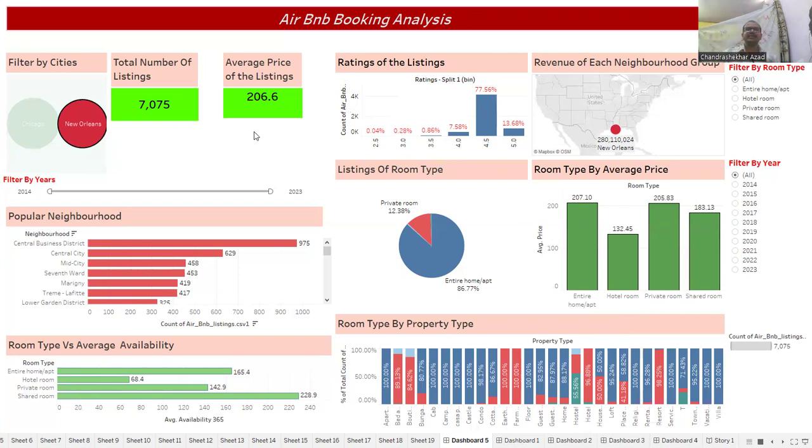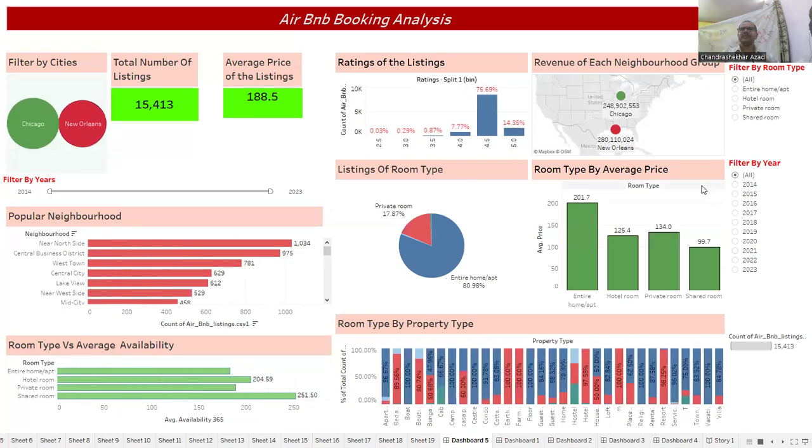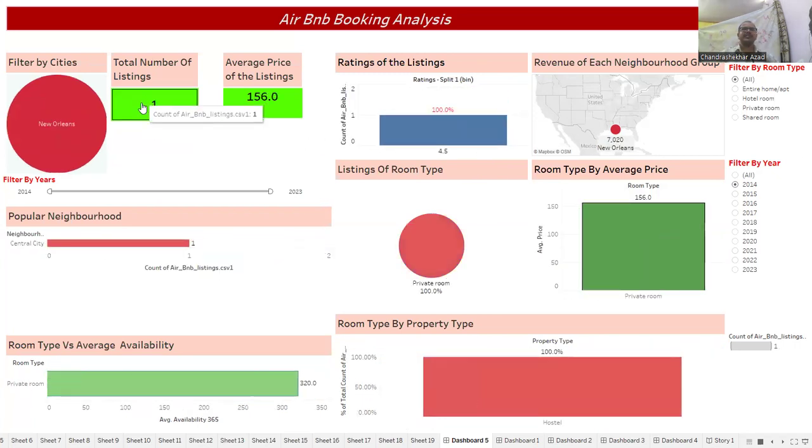Now we will study this dashboard by years. In the year 2014, the number of listings is only one, in the city of New Orleans, the average price is 156 and the rating is 4.5. The total revenue here is 7,020. The popular neighborhood is Central City, and for private rooms the occupancy rate is very low.